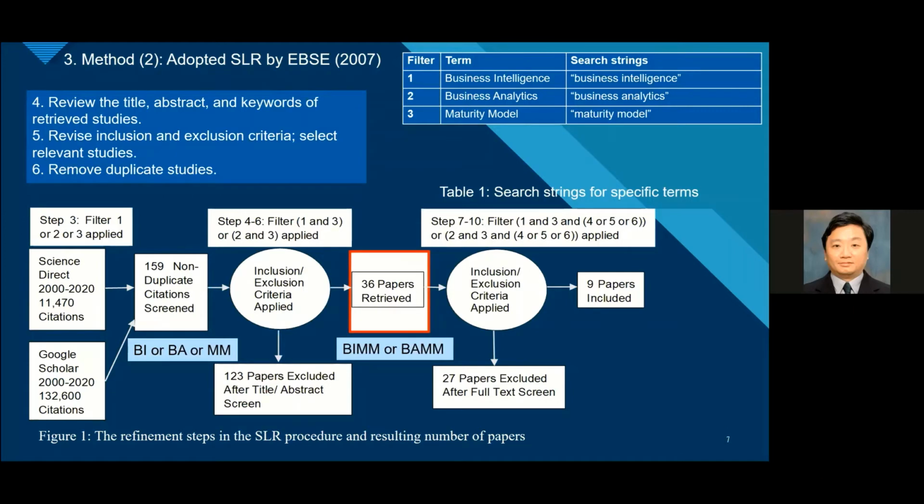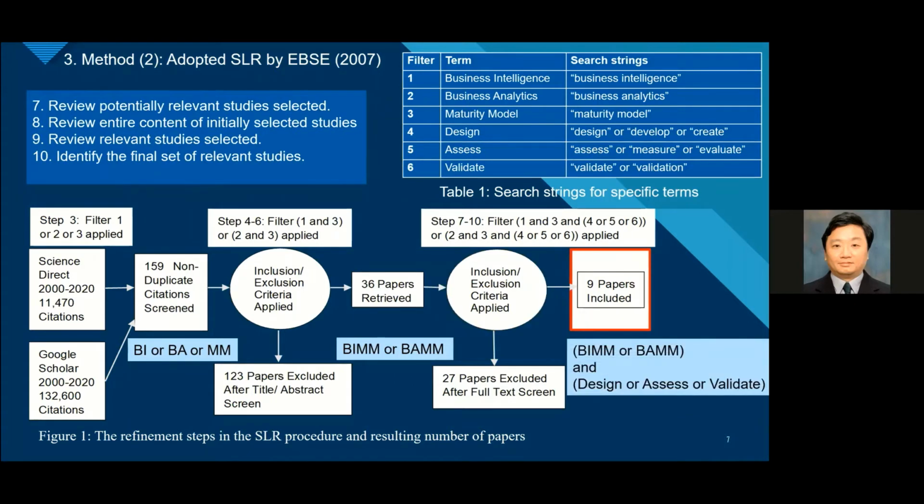Then we review the title, abstract, and keywords. We revise the inclusion and exclusion criteria. 36 papers were further screened, which are BI maturity models or BA maturity models related. And finally, we review the potentially relevant studies selected and review the entire contents of those papers. Finally, 9 papers were screened, which are BI or BA maturity model related, which have some details about methodological design, assessment, and validation.